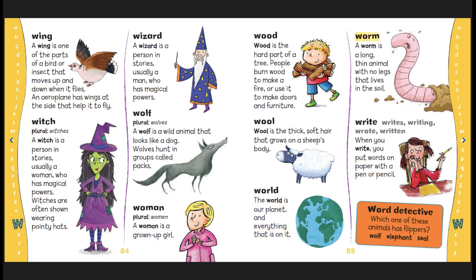Worm. A worm is a long, thin animal with no legs that lives in the soil. Write. Writes, writing, wrote, written. When you write, you put words on paper with a pen or pencil. Word detective. Which one of these animals has flippers? Wolf, elephant, seal.